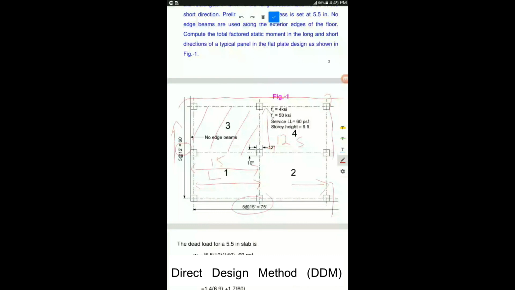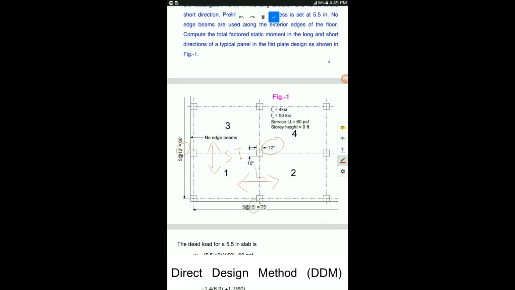As given, the column dimension in the long direction is 12 inches and the column dimension in the short direction is 10 inches, as can be seen from here. This one is the long direction. So in the long direction we have 12 inches, whereas this one is the short direction, because this is 12 feet and this is 15 feet. In the short direction, we have a column dimension equal to 10 inches. This has been given in the numerical. In addition to this, the service live loads have been given. So now we move on to calculating the total factored loads and total factored moments.